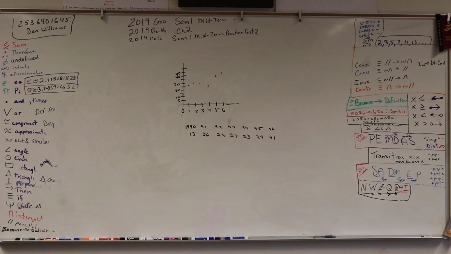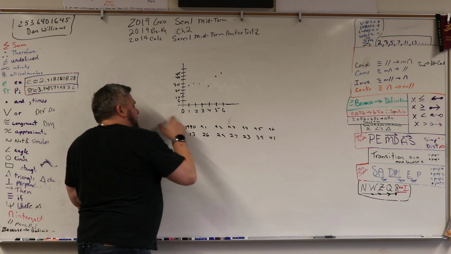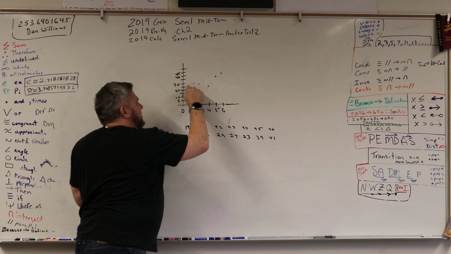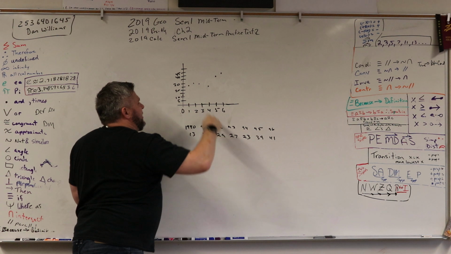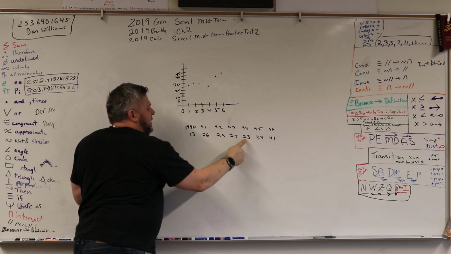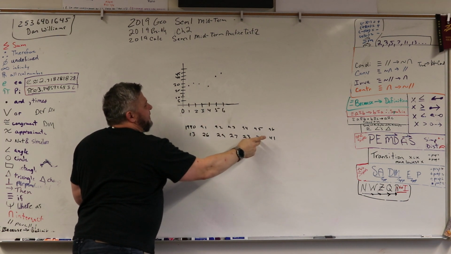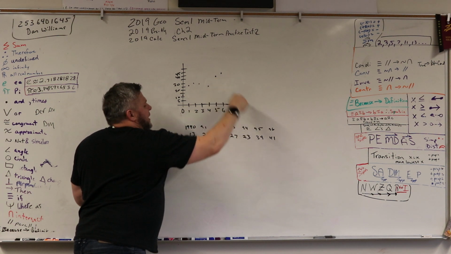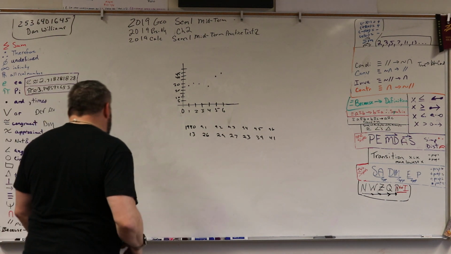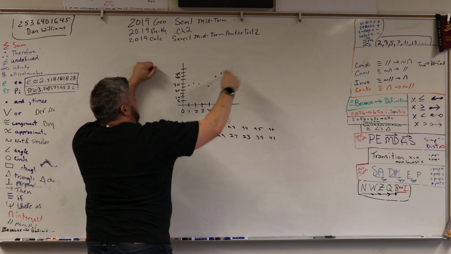Okay, so we're doing a scatter plot, yeah? And when we did our scatter plot, we created this: 90 at 13, 91 at 26, 92 at 29, 93 at 27, 94 at 23, 95 at 39, and 96 at 41, right? And when we look at that, we have some kind of linear pattern.